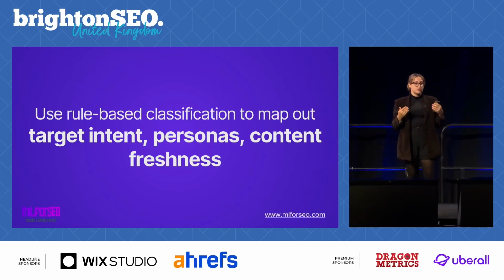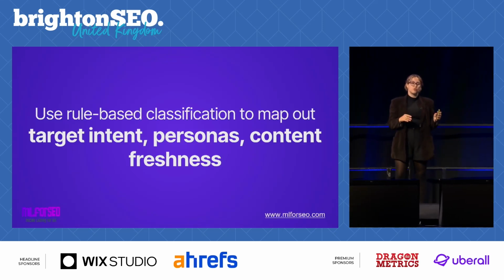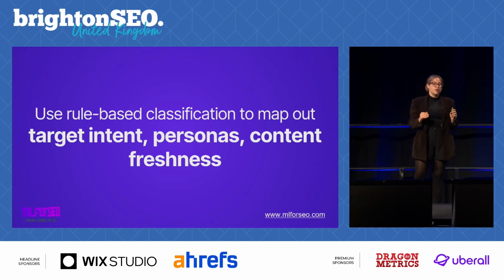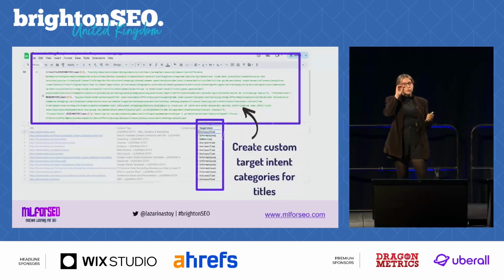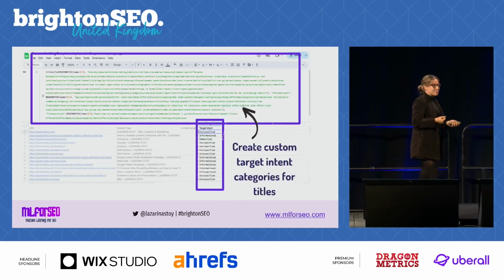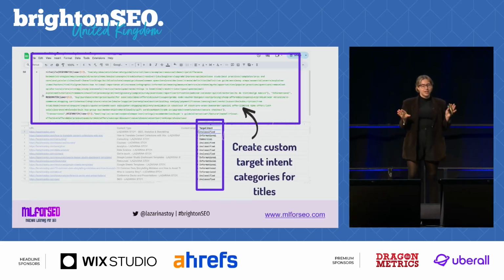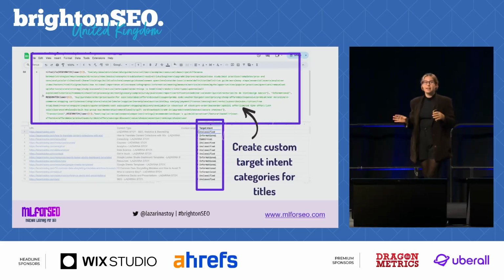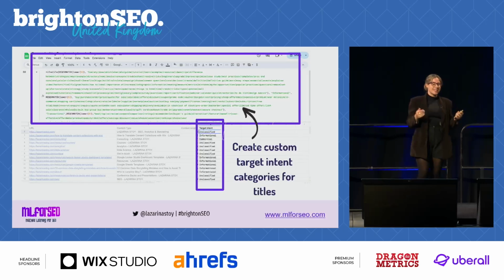Here, I suggest using a rule-based classification approach to map out the target intent, to map out the persona, and also to update the content freshness. How frequently do you need to go back to this content and update it? So you can create very rudimentary custom target intent categories for titles, like if it has this word, then it is informational, or something like that.